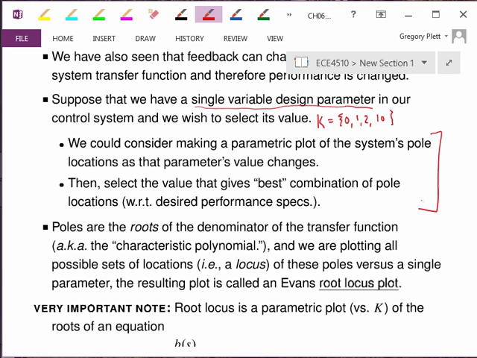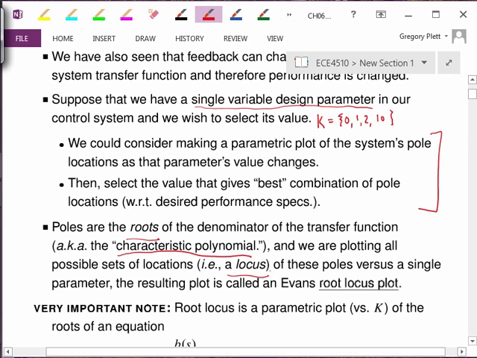Poles, we know, are the roots of the denominator of the transfer function. The denominator of the transfer function is the characteristic polynomial, and poles are the roots of this, so that's part of the reason for calling it a root locus, because we're drawing where poles go. And since we're drawing all of the possible sets of locations, which is a locus, these plots are called a root locus. They were originally made by someone named Evans, so once in a while you will see them called an Evans root locus plot. That's what we're going to learn about.